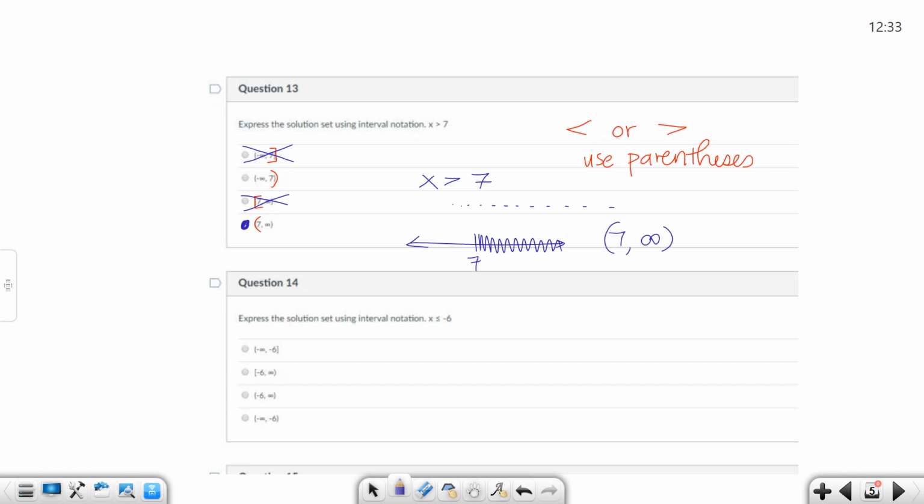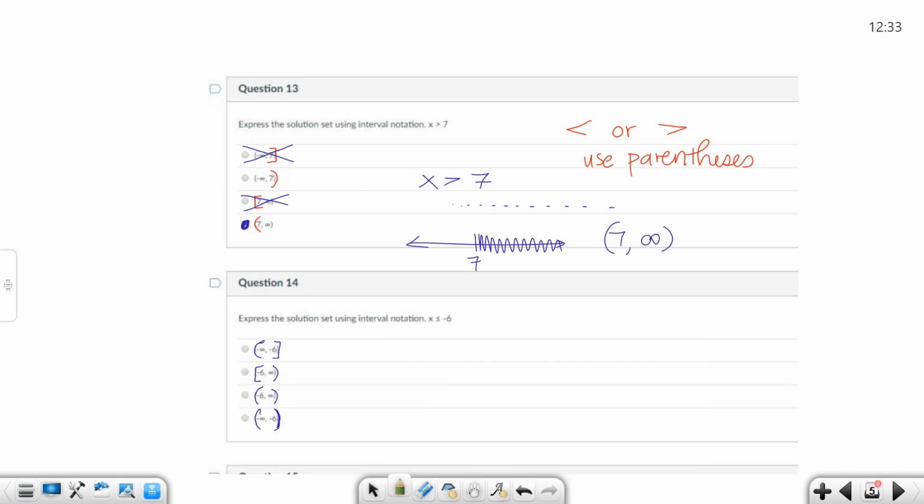Okay, let me see if I can fix number 14. This one's parentheses, and this one's parentheses. Bracket. Okay, that's how it looks. Sorry for the trouble there.